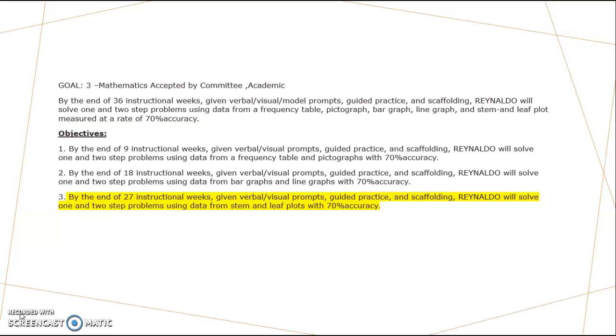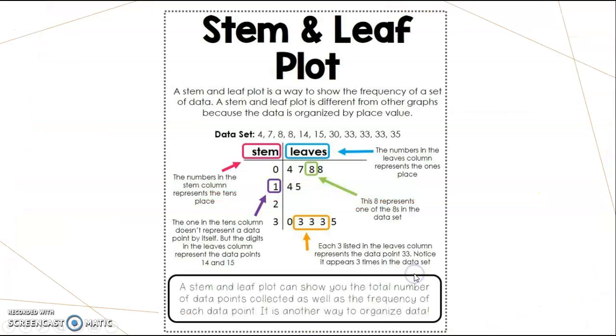So for goal number 3, Reynaldo, we are going to continue to talk about solving 1 and 2-step problems using data from a stem and leaf plot. So we know that a stem and leaf plot is a way to show the frequency of a set of data. A stem and leaf plot is different from other graphs because the data is organized by place value.